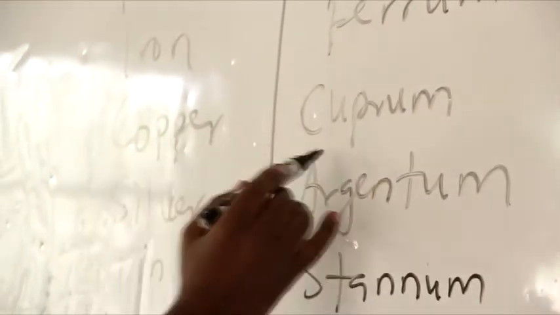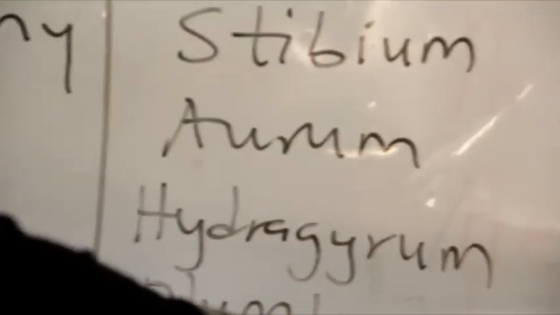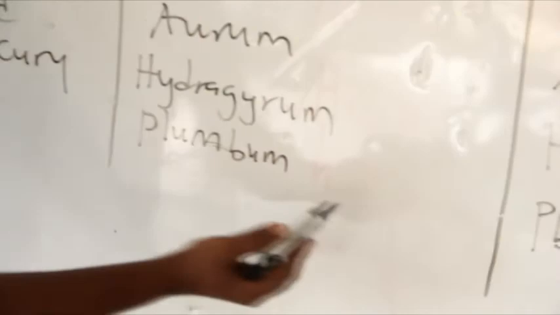Then copper is cuprum, Cu with atomic number 29. Silver, argentum, Ag with atomic number 47. Tin, stannum, Sn with atomic number 50. Antimony, stibium, with symbol Sb, atomic number 51. Gold is aurum with Au as a symbol, atomic number 79. Mercury is hydrargyrum with Hg, 80 is the atomic number. And lead is plumbum with Pb, atomic number 82.